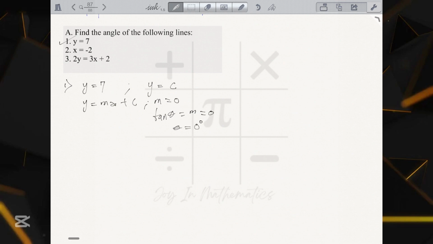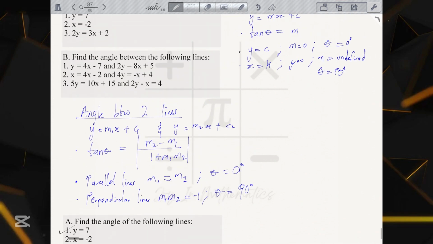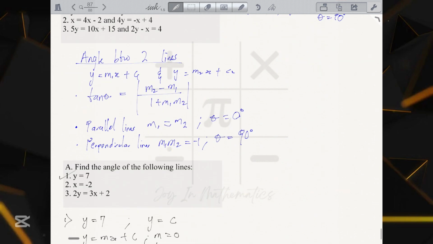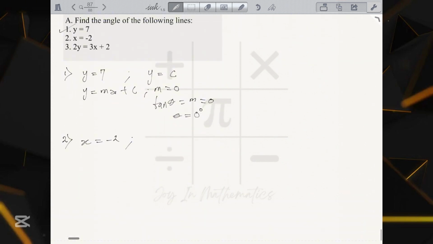Moving on, we have solved question 1. Let's solve question 2. x is equals to -2. x is equals to -2 represents x is equals to k. And if x is equals to k, theta is equals to 90 degrees because m is undefined. So this shows that m is undefined, and if we follow tan theta is equals to m, then theta is equals to 90 degrees.